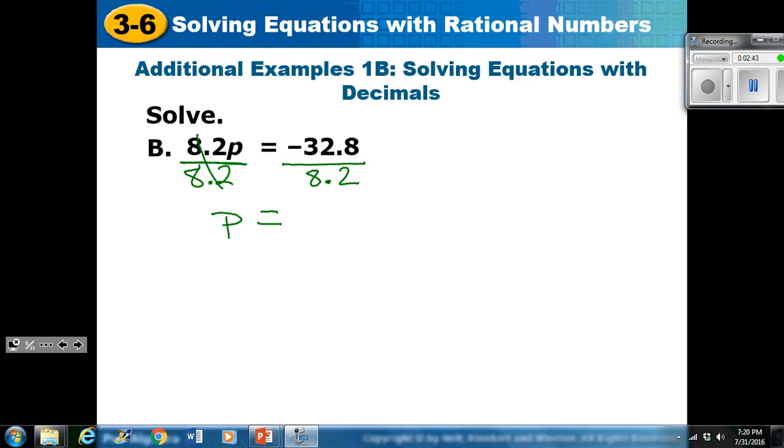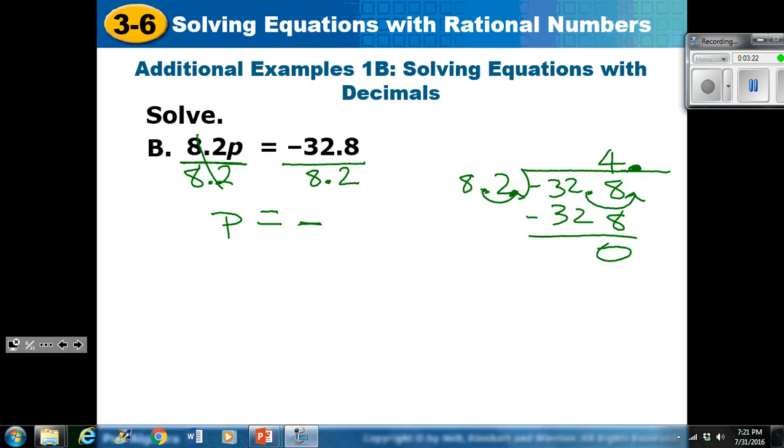Bring down your equal sign, and then you'll need to evaluate this. We've already learned how to do this, so it shouldn't be too big of a deal. I'd go ahead and put the negative right here so that I don't forget it. You're going to need to move your decimal point over one space, decimal point over one space. So your new decimal point's going to land right there. And then 82 goes into 32.8 exactly 4 times. When you multiply that out, 4 times 2 is 8. 4 times 8 is 32. And you have nothing left, so it's exactly 4. So p equals negative 4.